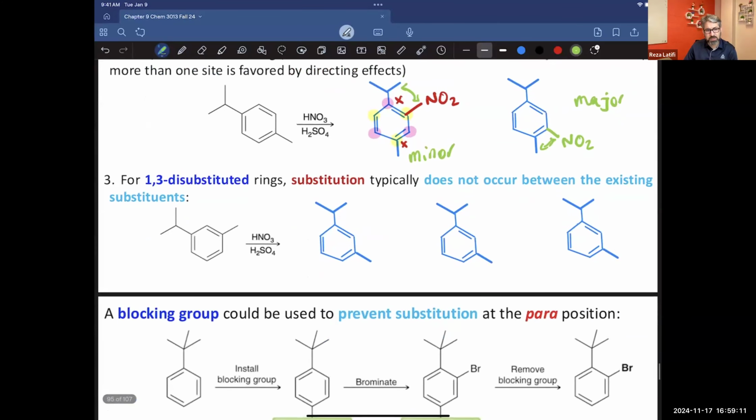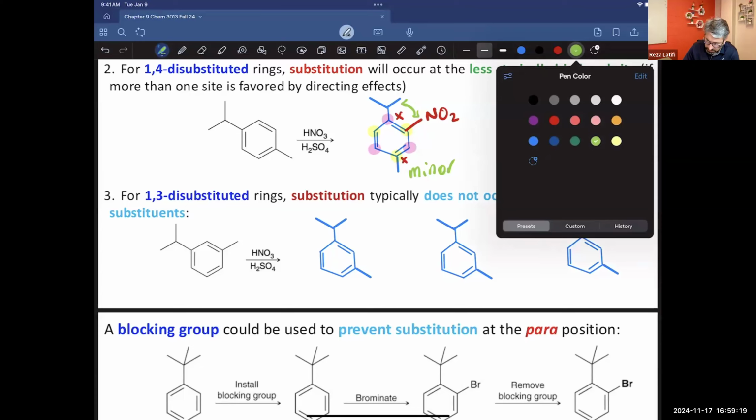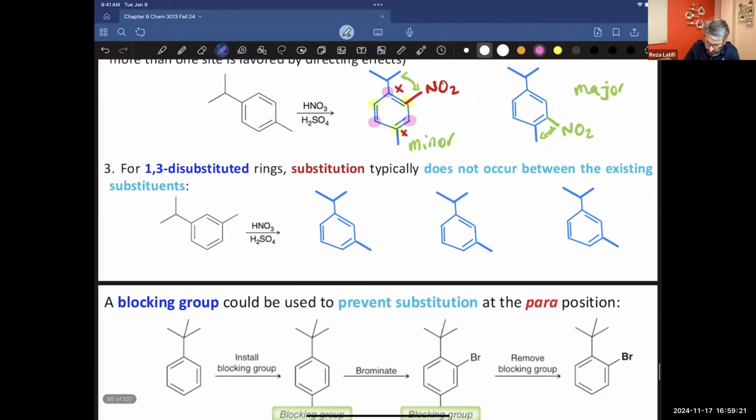Okay. Next example, we have two substituents that are in a meta position. In that case, I'm going to say the isopropyl is favoring these two positions, while the methyl is favoring this position, ortho, and also here. So in this case, both groups are technically directing to the same spots. They are ortho. We have an ortho position here relative to both of them.